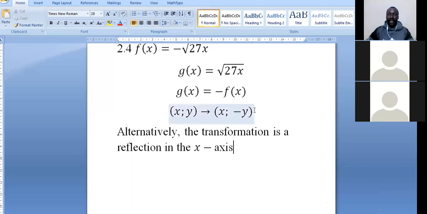Or if you decide to write just this one, it is enough. This is adequate enough because this is what we have seen. And this is much more mathematical. You can just clearly see it for yourself. So you could write this, or you could say, alternatively, the transformation is a reflection in the x-axis.